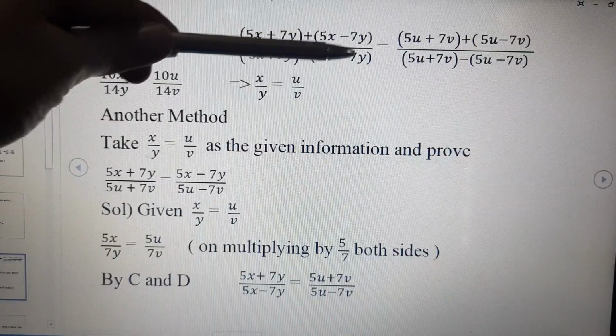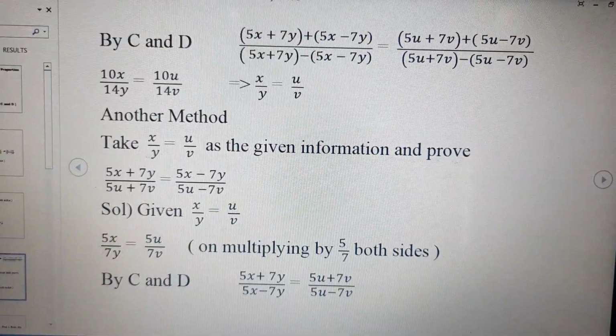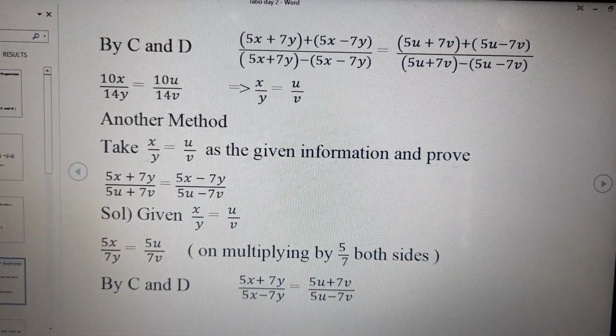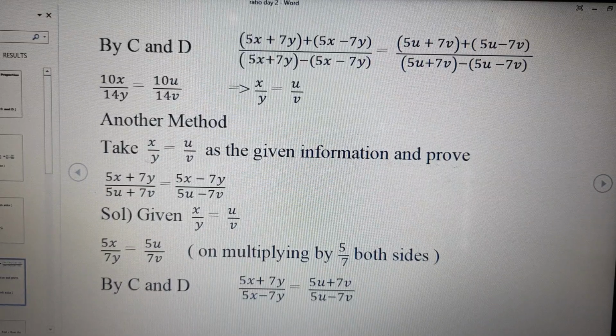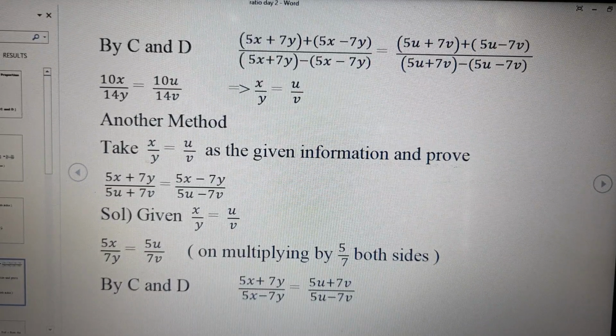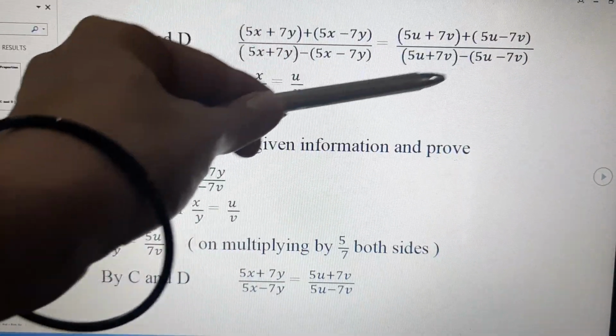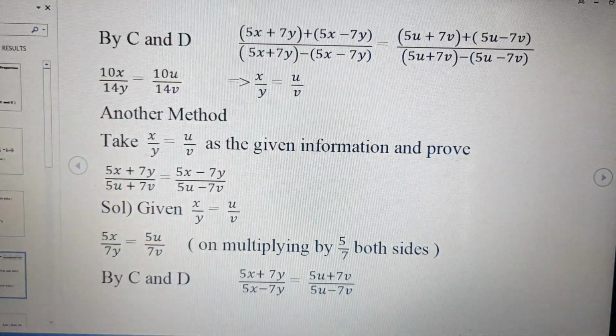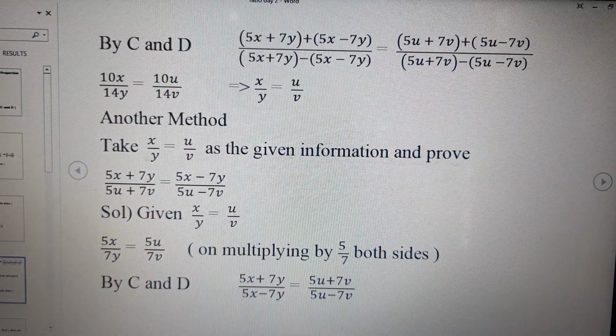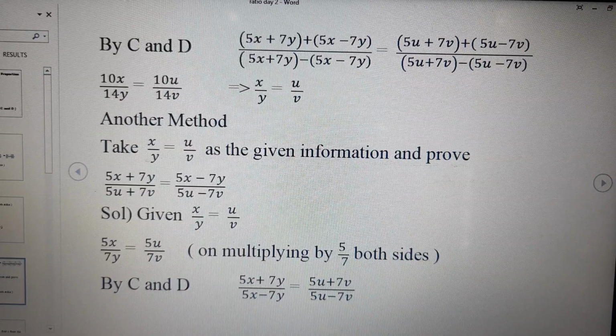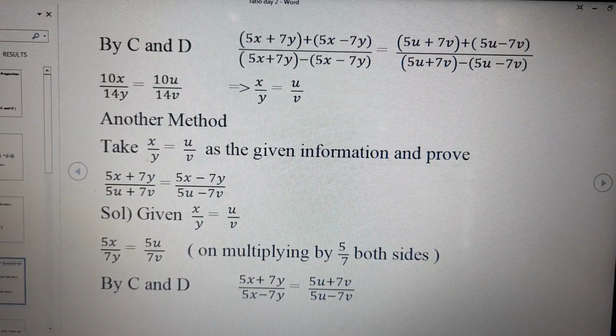Numerator plus denominator, numerator minus denominator. Clear? 5x plus 7y plus 5x minus 7y, divided by 5x plus 7y minus 5x minus 7y. On the other side also, numerator plus denominator, numerator minus denominator: 5u plus 7v plus 5u minus 7v, 5u plus 7v minus 5u minus 7v.